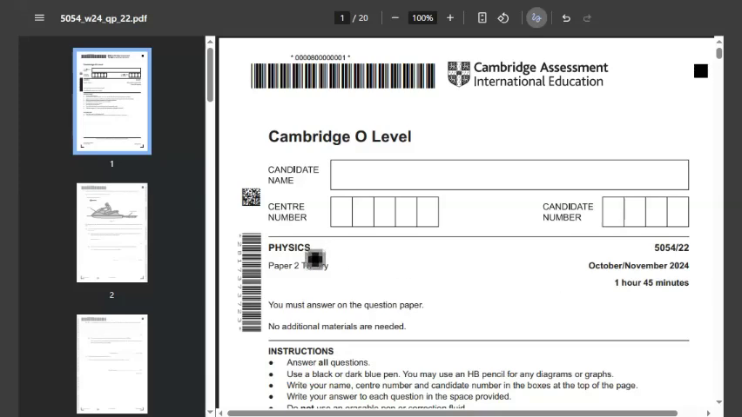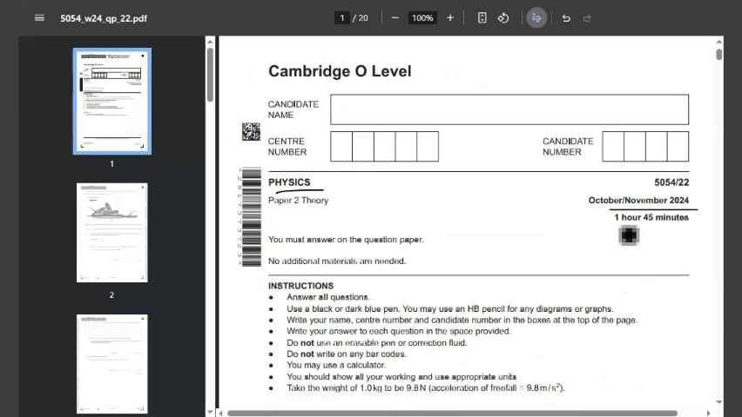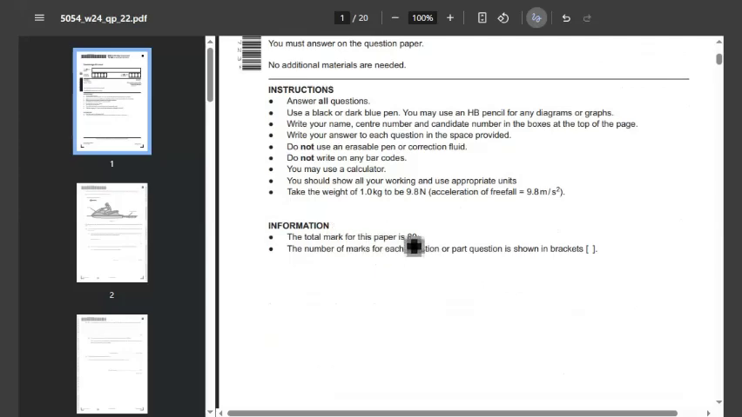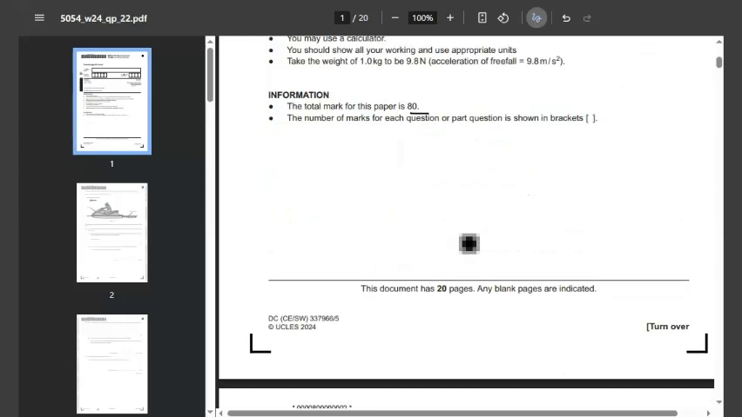Today we will be solving the Physics Cambridge O-Level past paper. This is paper 2 from October-November 2024, and this is paper 2 variant 2. We have 1 hour and 45 minutes to solve this paper and the total marks for this paper is 80. Okay, so let's get started.